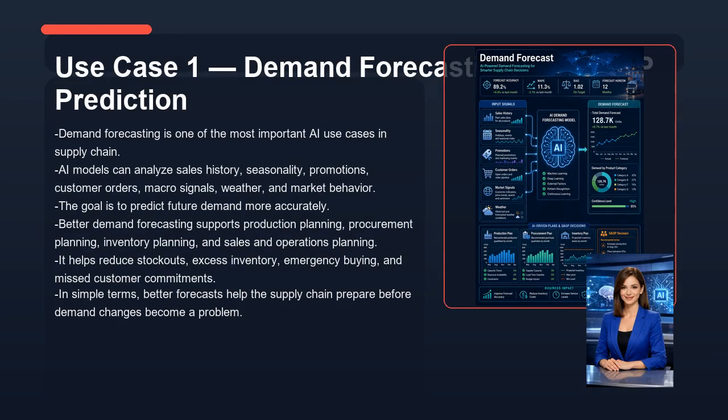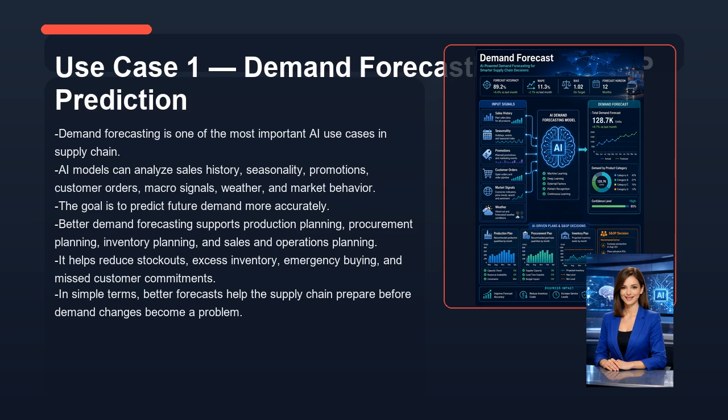Now let's look at use case 1, demand forecasting and S&OP prediction. Demand forecasting is one of the most important AI use cases in supply chain. AI models can analyze sales history, seasonality, promotions, customer orders, macro signals, weather, and market behavior. The goal is to predict future demand more accurately.